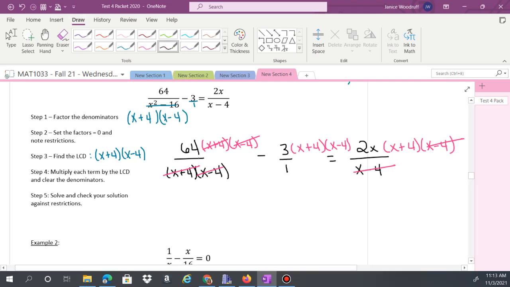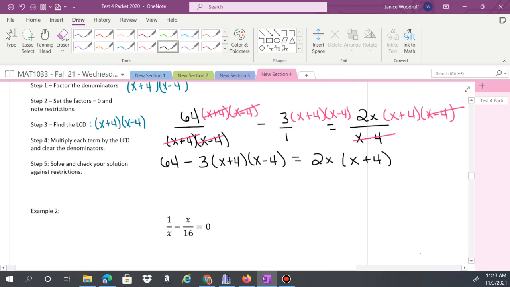Okay, so let's bring this down. We bring down a 64 minus 3 times x plus 4, x minus 4 equals 2x times x plus 4. The denominators are cleared, so now this is going back to section 7. I'm just solving a quadratic. So I have to solve it and then check the solution against the restriction. So to solve it, I have to multiply everything out and go from there. So let's go ahead and do that.